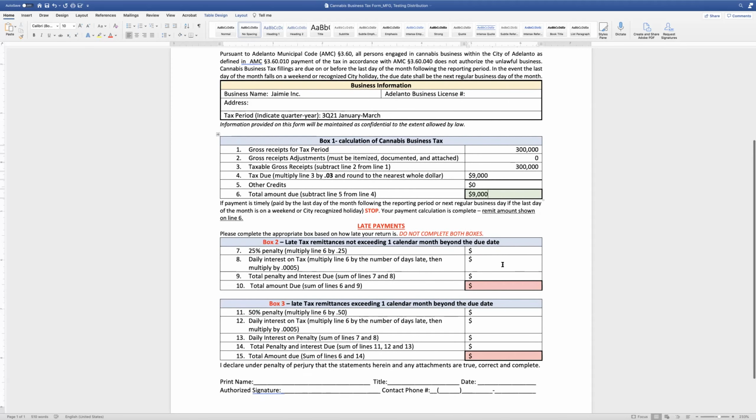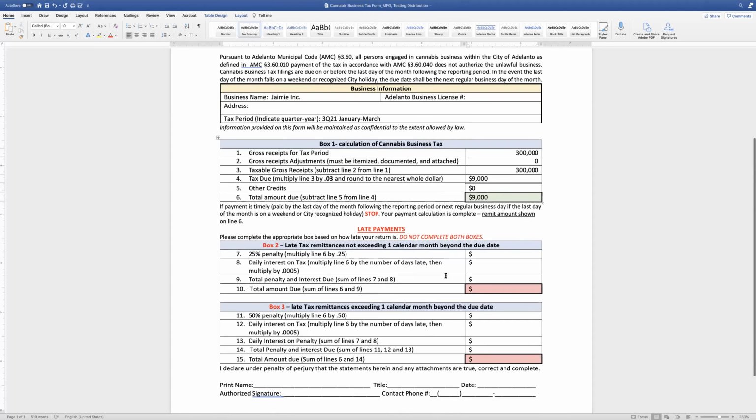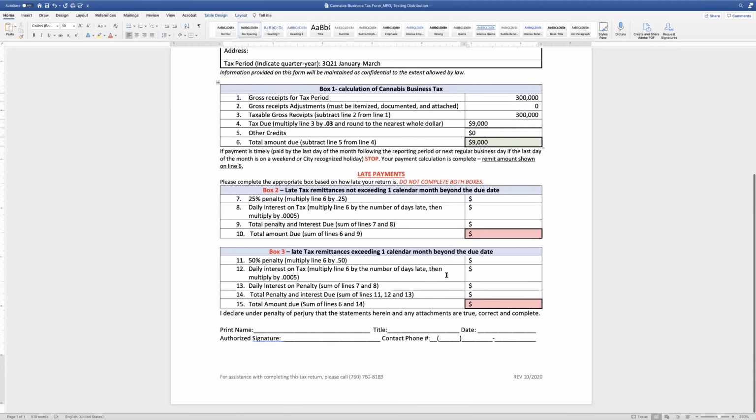This sample return is going to be completed on time. Therefore, I don't need to complete box 2 or 3. However, in the event that you are a day or greater late in turning in this return, that means the postmark date is beyond April 30th. You're coming to the office to pay in person beyond April 30th. Unfortunately, you will have to complete boxes 2 and possibly boxes 3.